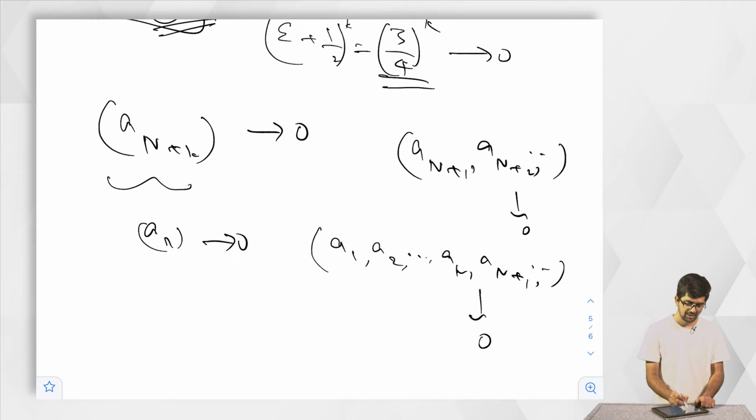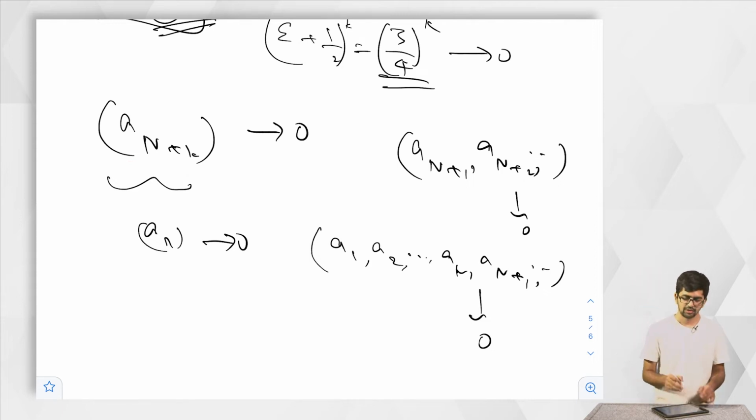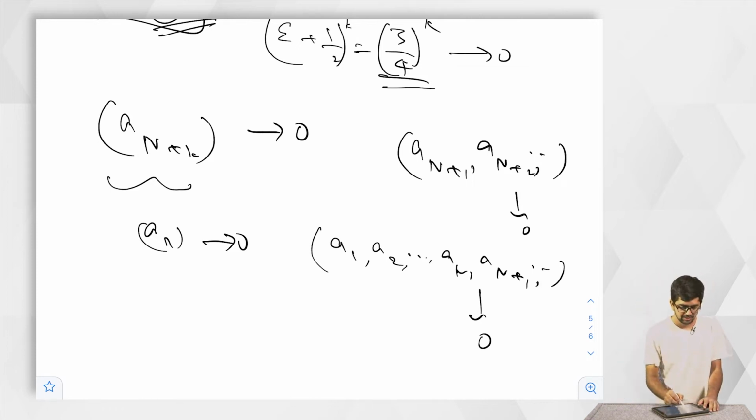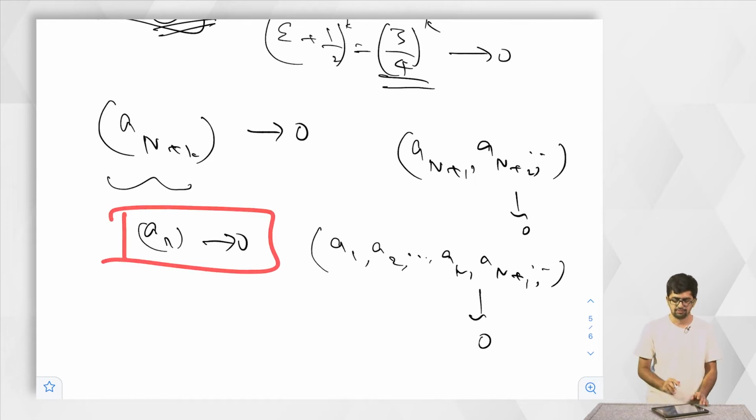So if I know a subsequence starting at some point, this is not any general sequence, let us discuss this last phrase. If I know that for a given sequence a_n, ignoring the first n terms, the rest of the sequence is convergent, converging to 0, then the whole sequence is convergent, converging to 0. So this says a_n goes to 0.